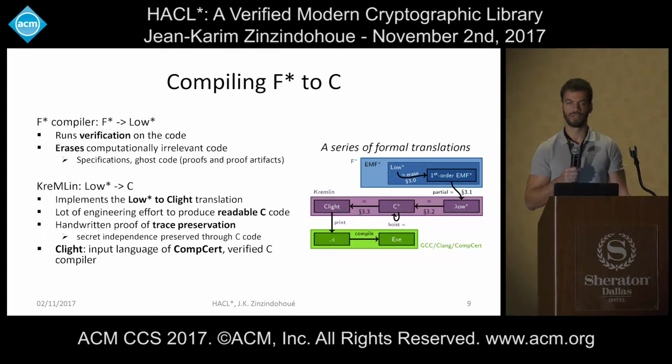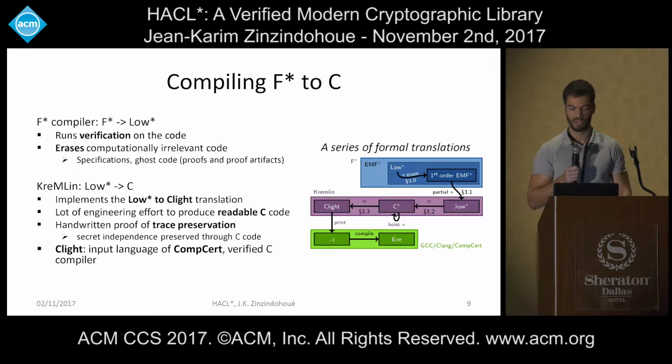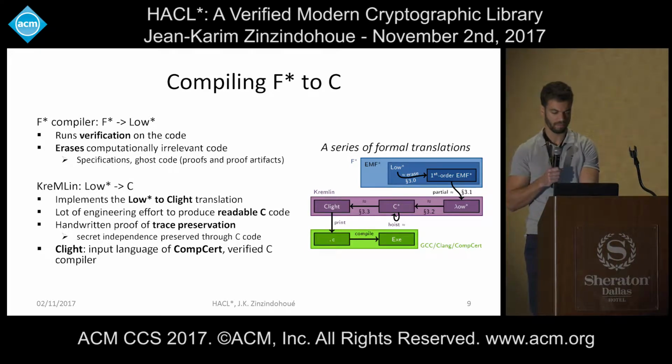Of course, you can also use GCC or Clang, and that's going to give you better performance. Also, note that we made a huge effort on the readability of the outputted code. And there is a proof of trace preservation, which means that some of the secret independence guarantees that we have in the F-star source code are also propagated to the C code.